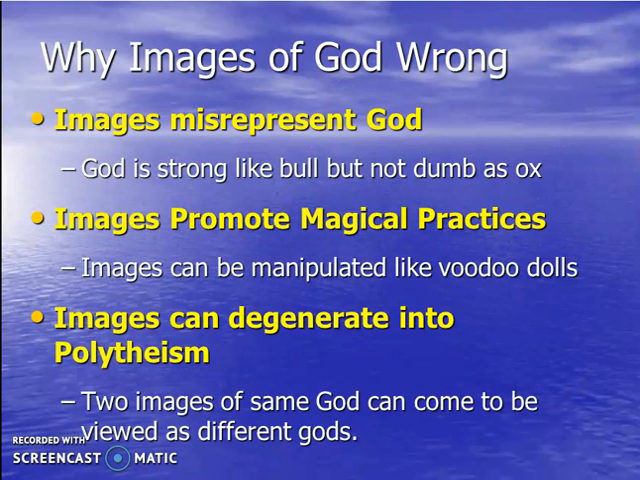Why? Images misrepresent God. God may be strong like the bull of the golden calf, but he wasn't dumb as an ox. Images could be used to promote magical practices, kind of like voodoo dolls. You could manipulate the image to try to get what you want from the god. Images could also degenerate into polytheism. You've got two images of the same god, one like a man, one like some sort of animal. Well, after a while, people think of that as two different gods.